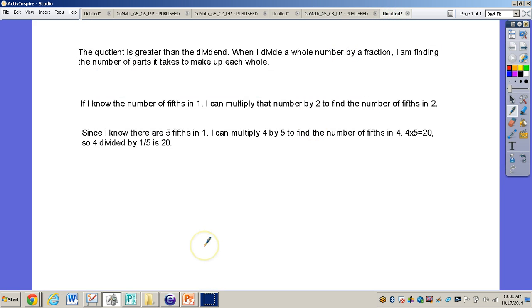And then the final one, how would you find 4 divided by 1/5? Since I know there are 5 fifths in 1, you can multiply by 4 to find the number of fifths in 4, just like we did with 2 divided by 1/3. So we would take 4 times 5 equals 20. So 4 divided by 1/5 equals 20. I do want you to copy that down right in your Go Math book on page 340.